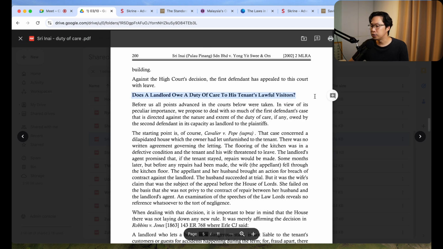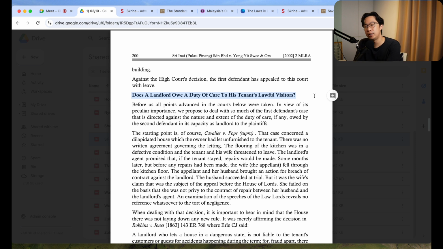Does a landlord owe a duty of care to his tenant's lawful visitor? So, for example, now you rented a house, okay? The house is not new, it's a bit old. So there are certain areas in the house that are not that new. But your landlord didn't do anything, even though maybe you have told him.